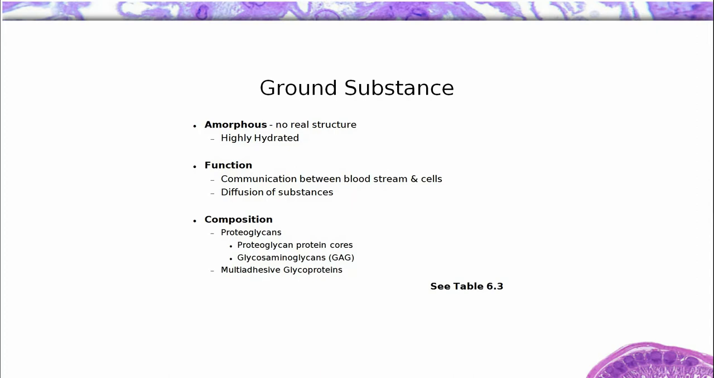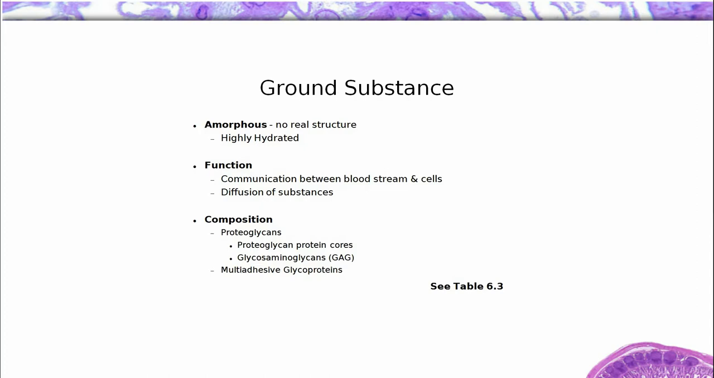proteoglycans that kind of look like this. We can have proteoglycans that have only a few glycosaminoglycans. And we have proteoglycans that look like this. This is a bottle brush. You can think of this as the protein core. Each one of these fibers is a glycosaminoglycan.